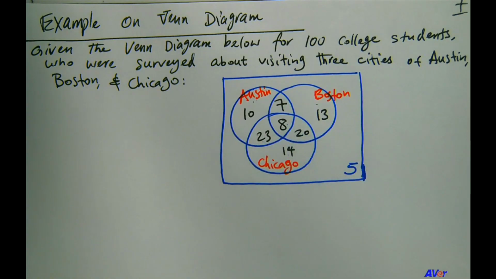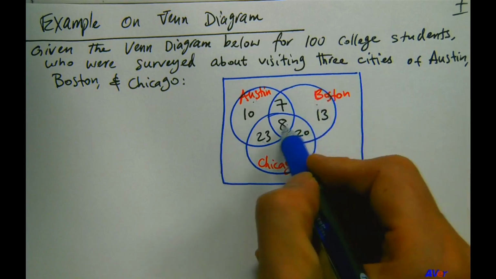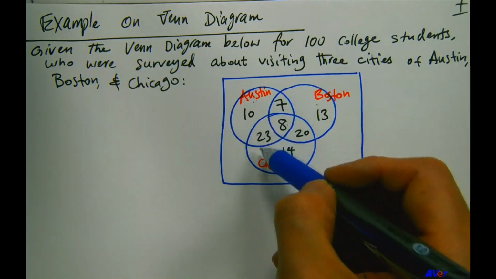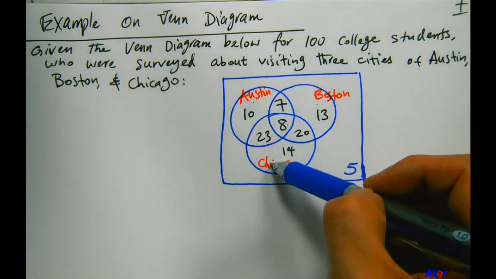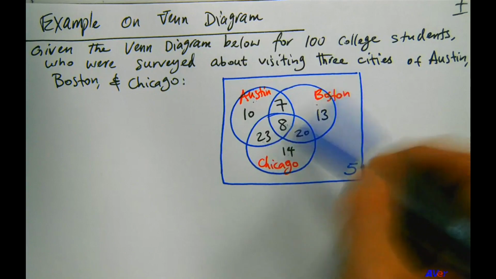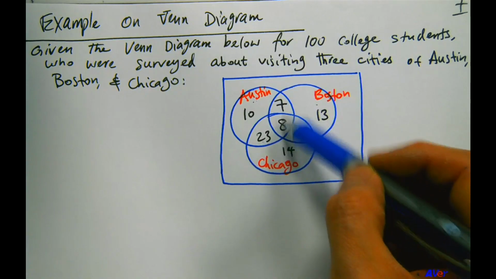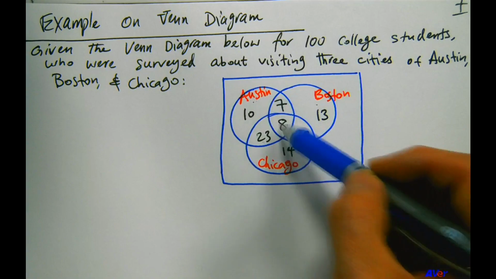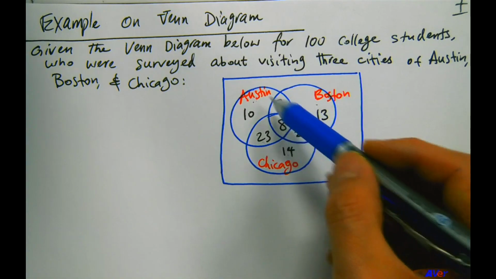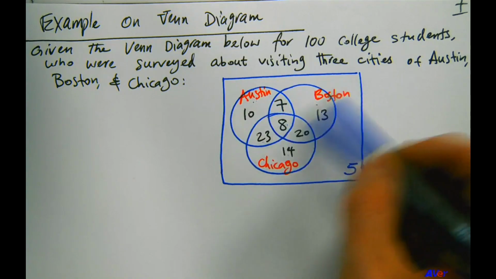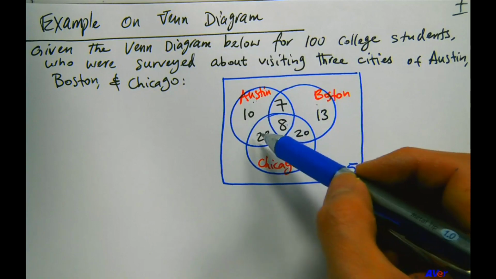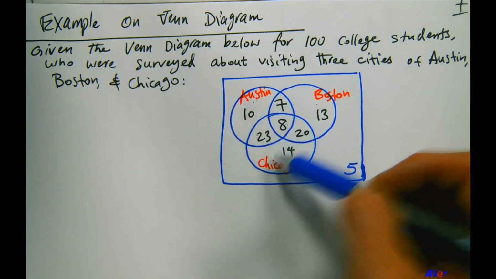But if I revise my question and say, how many visited Austin and Chicago, but not Boston? Then you would need to exclude that. You would only end up with 23. Austin and Chicago, but not Boston, that leaves the 8 out, because these 8 not only visited Austin and Chicago, but also visited Boston. So you want to exclude those and you just say 23, because these 23 visited Austin and Chicago and not Boston.